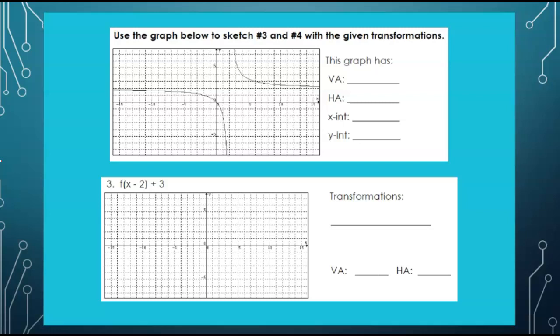Before we start, I want you to take some time with your partner and this first graph, and I want you to identify the 4 key features that are here. So I'm going to pause the video and give you some time to identify. All right. So this is what your classmates came up with. Do you agree? Yeah. So it happens that the x-intercept and the y-intercept are the same point because they cross at the origin. Here's my asymptotes. If you don't have yours drawn, you may want to draw them now.